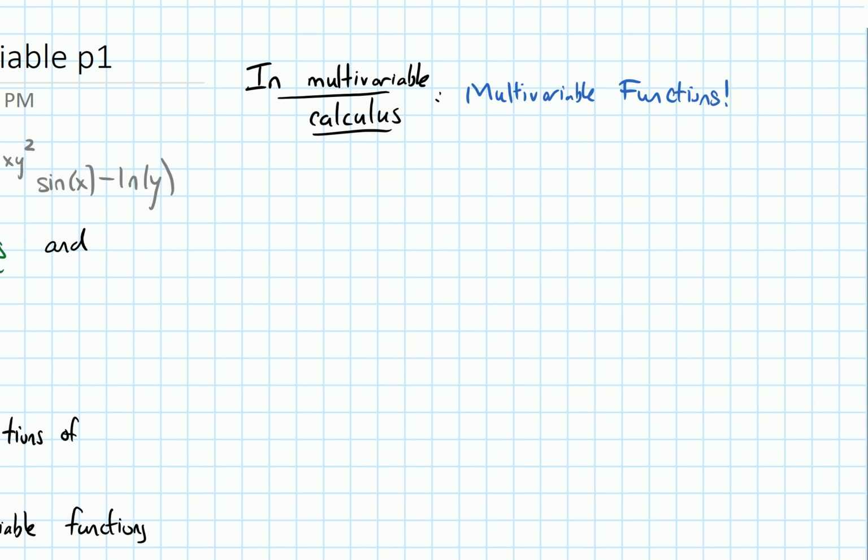Multivariable functions. Multivariable just means more than one variable. We are going to be inputting more than one variable. For example, I could have f of x comma y. Notice I'm having two inputs here, an x and a y. Let's just say my function is x squared plus y squared. When I plug x and y into this, what x squared plus y squared ends up being is my output.